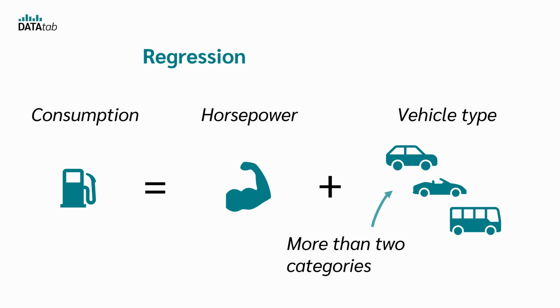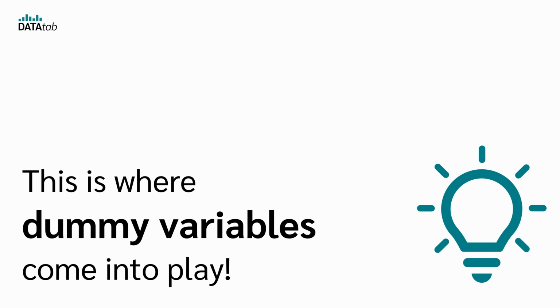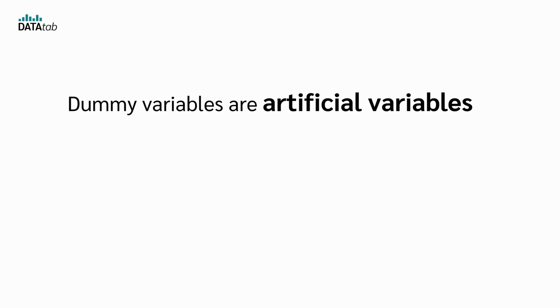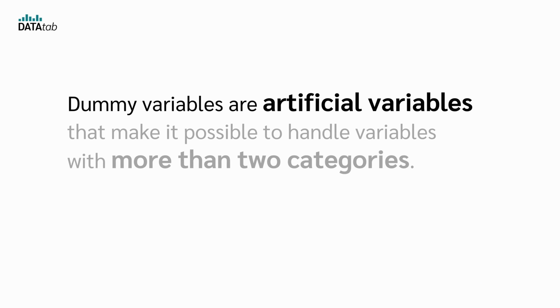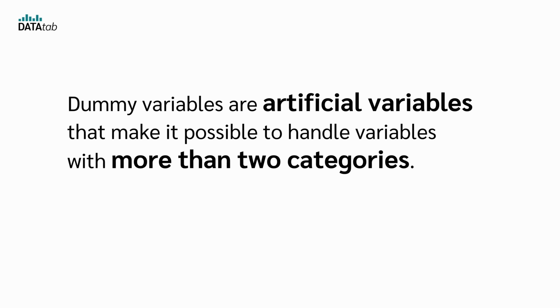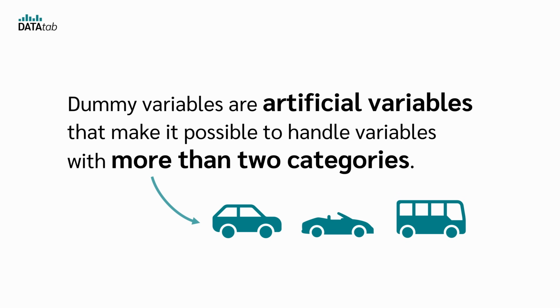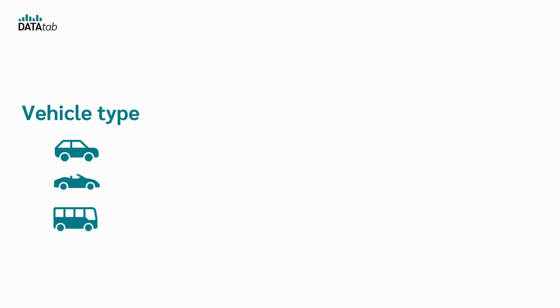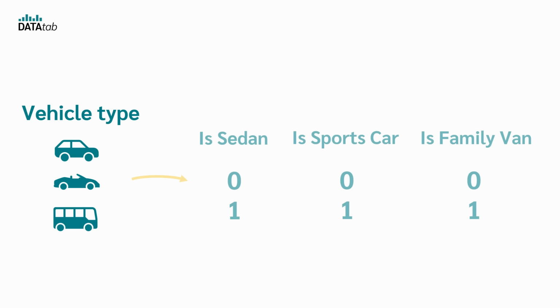However, as we know in regression, we can only include variables with two categories. So what's the solution? This is where dummy variables come into play. Dummy variables are artificial variables that make it possible to handle variables with more than two categories. For the variable vehicle type, we create a total of three dummy variables: is sedan, is sports car, and is family van.